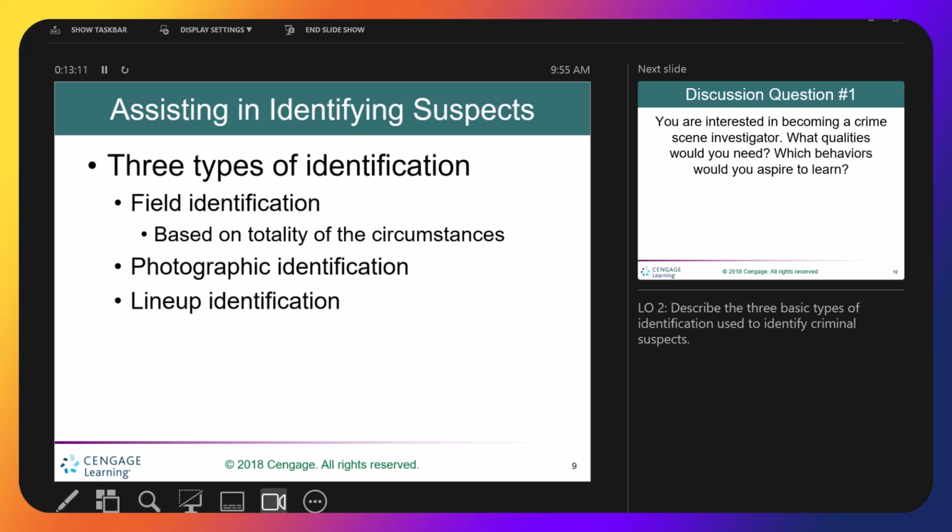Lineup identification is when you take the individuals and put them in a lineup with other suspects and see if a victim or a witness can actually identify them. Sometimes it's done where you line them up physically, and sometimes it's done just by lining up their mug shots. If they have a criminal history, they have photo mug shots, so you may take those mug shots and put them in with other mug shots to see if somebody could identify them.